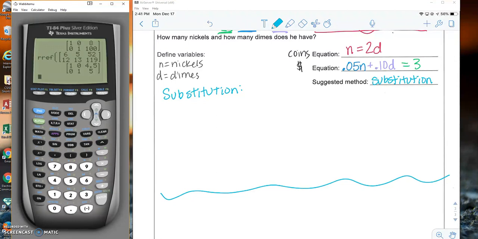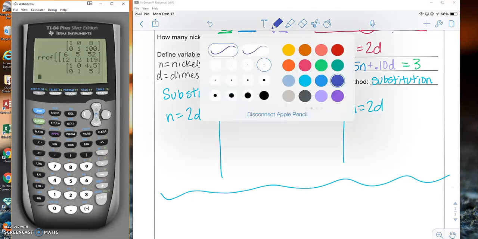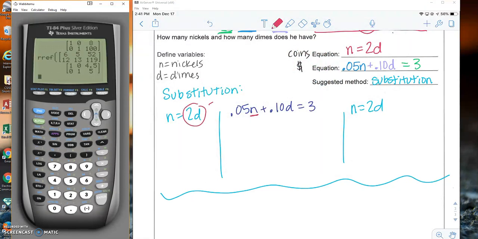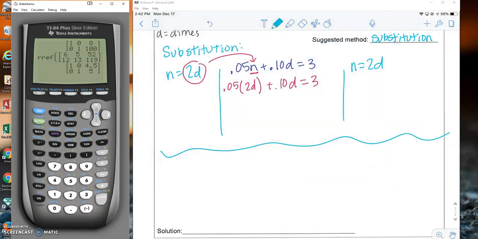So if you were to substitute, my first and last equations are the same: N equals 2D. My middle equation is 0.05N plus 0.1D equals 3. And I'm going to substitute N with 2D. The only thing that changes is that N value. And remember, this is substitution that we did just yesterday. So I'm going to multiply, and I get 0.10D plus 0.10D equals 3.